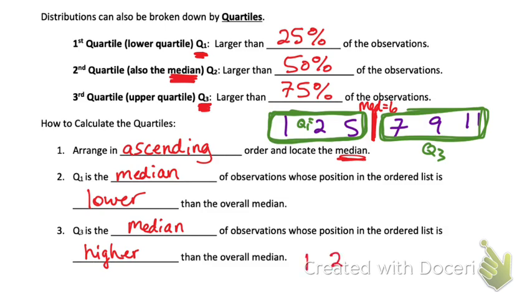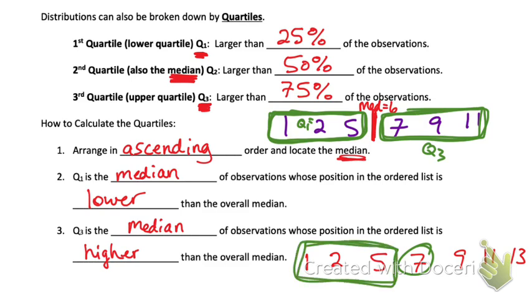So 1, 2, 5, 7, 9, 11, and 13. All right, what's the median? 7. The lower half is these 3 numbers. I don't include the median. And so what's the Q1? 2. The upper half are these three numbers. So what's Q3? 11. Do you guys have any questions? Is this so easy? Let's talk about IQR.